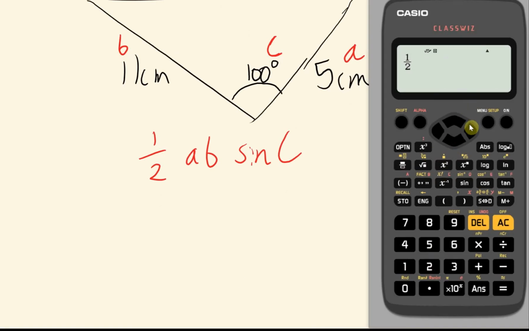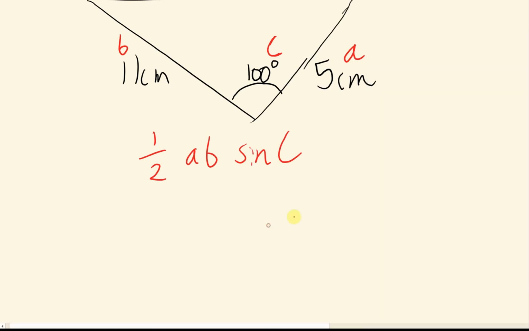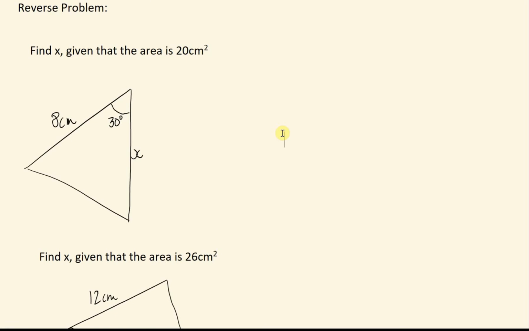So 1/2 times 11 times 5 times sine of 100. And again, to three significant figures, that is going to be 27.1. So the area of this triangle is 27.1 centimeters squared. So that's basic problems going forward. That's fairly straightforward. We'll also look at the reverse problems.